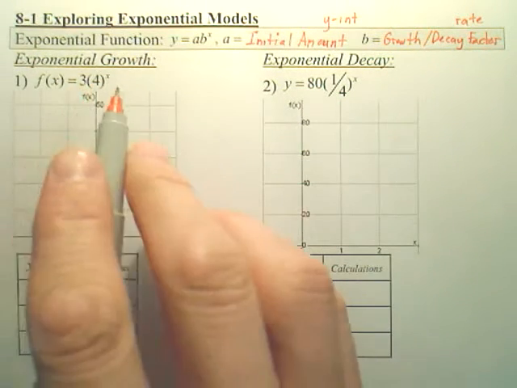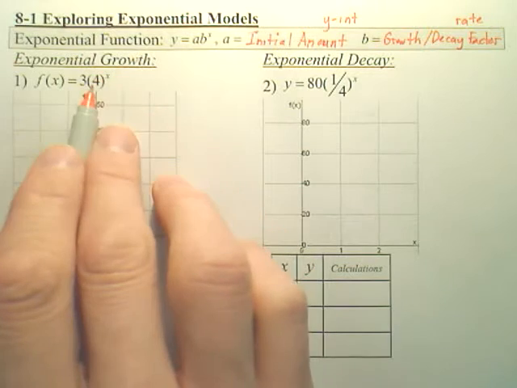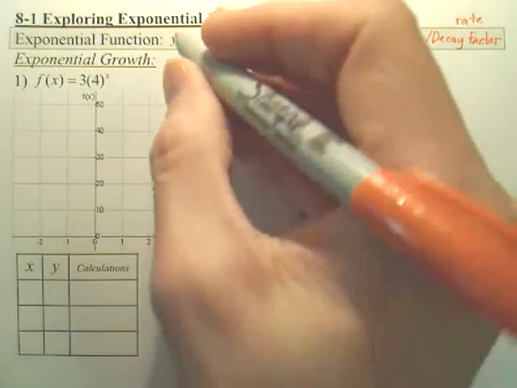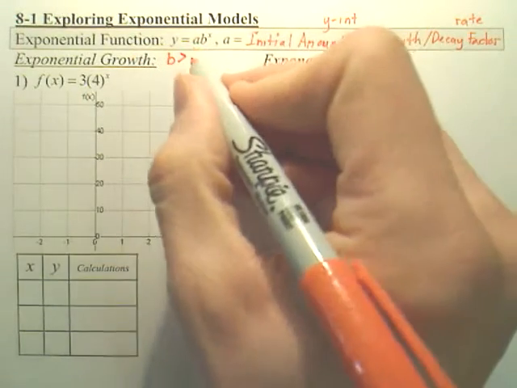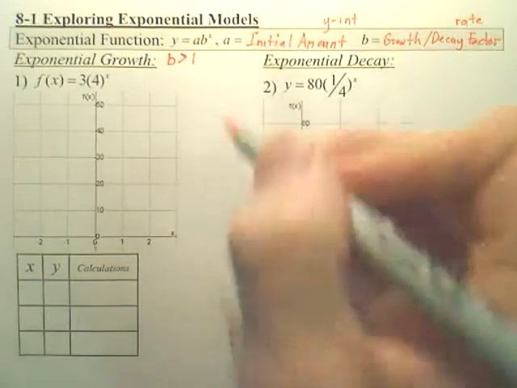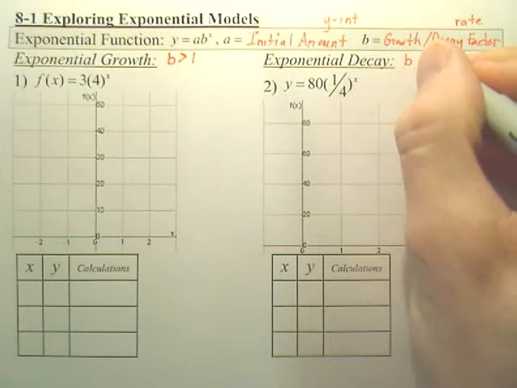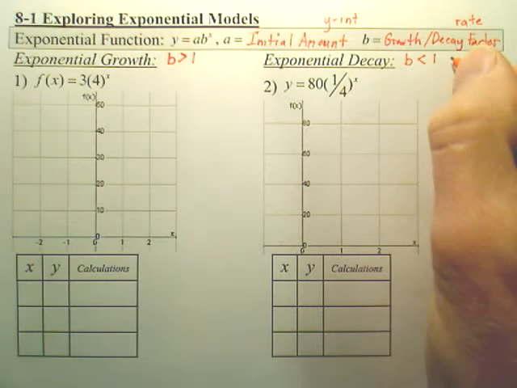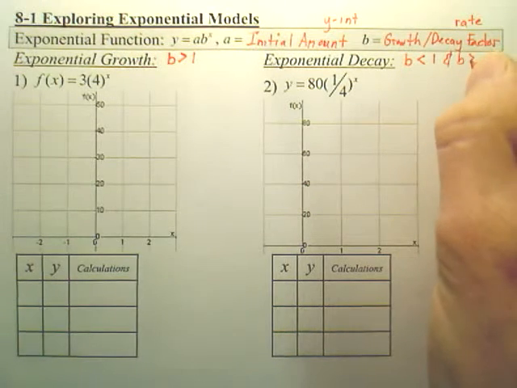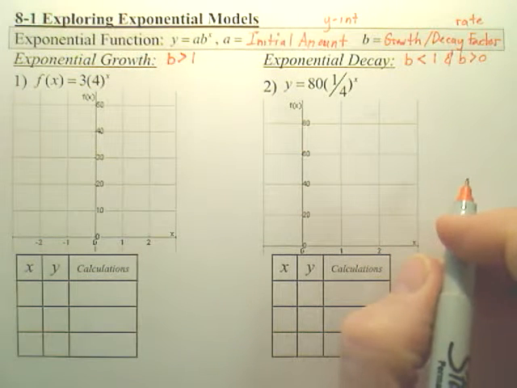So, for this particular problem, our a is 3, our b is 4. The reason this is an exponential growth is my b value is 4. Exponential growth is when your b value is greater than 1. Exponential decay is when your b value is less than 1 and greater than 0. It has to be between 0 and 1. Okay?